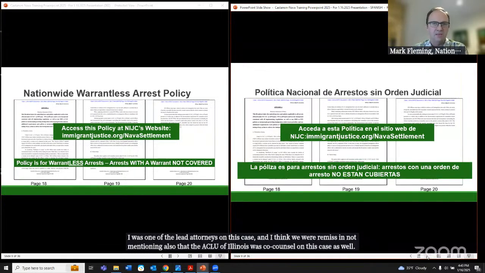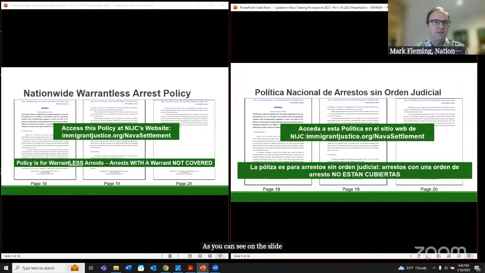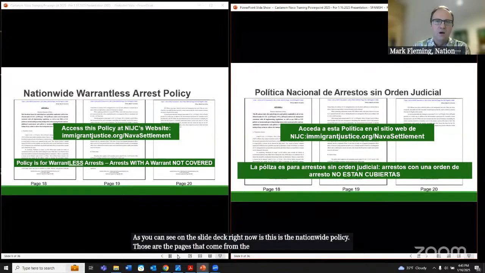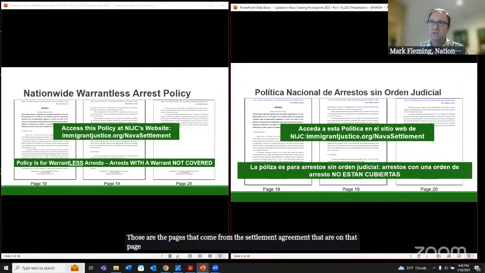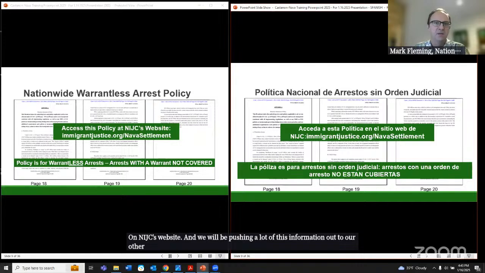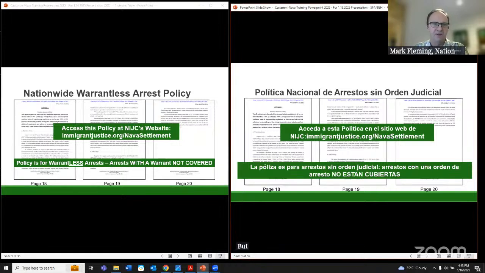As you can see on the slide deck right now, this is the nationwide policy. Those are the pages that come from the settlement agreement that are on that page that Karen just mentioned on NIJC's website, and we will be pushing a lot of this information out to our other allied organizations. But those are the specific details of the policy. As Karen mentioned, it is a nationwide policy.